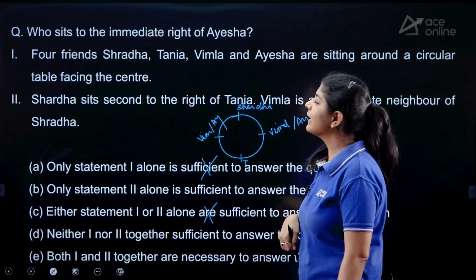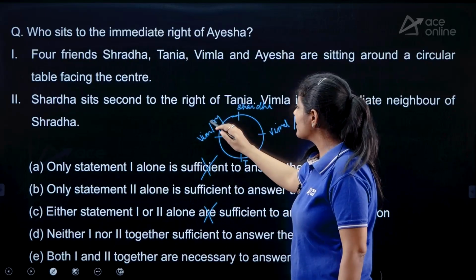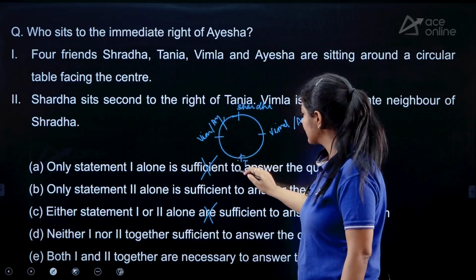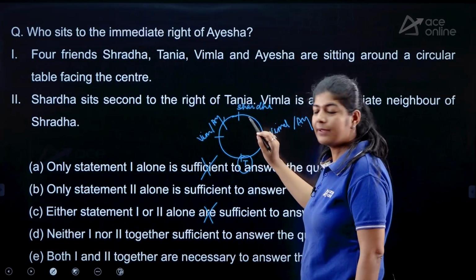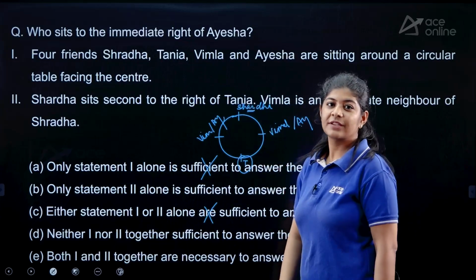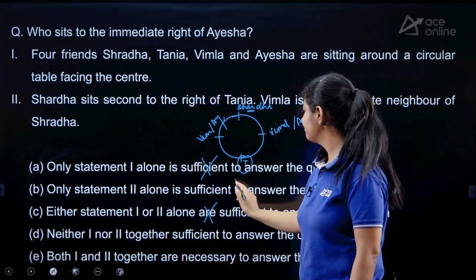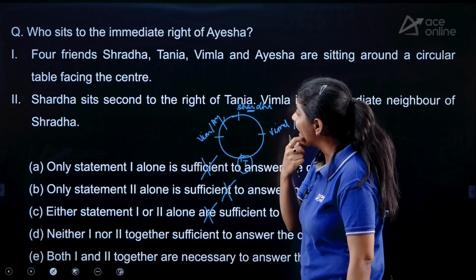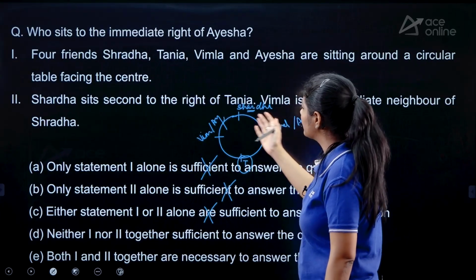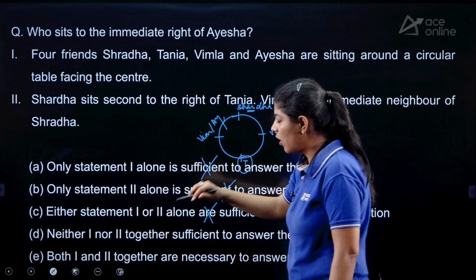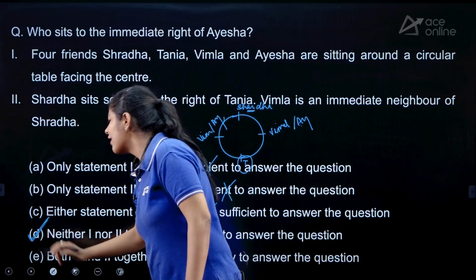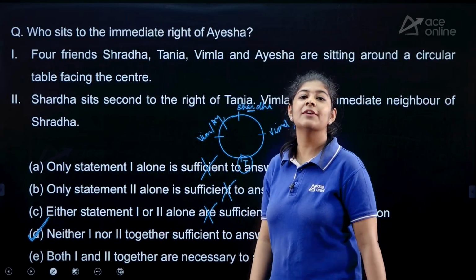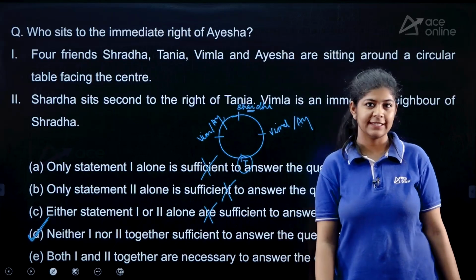We need to find out the immediate right. If Aisha is sitting over here, immediate right is Tanya. If Aisha is sitting over here, immediate right is Shraddha. Are we able to define it correctly? No. If I merge them together as well, after that also we are only able to define this diagram. So option number D is the correct one. After merging both of them, still we are not able to get the answer, right?